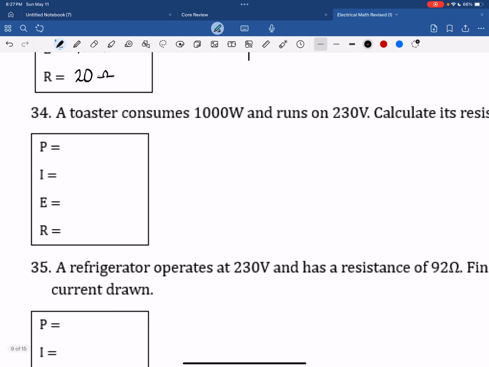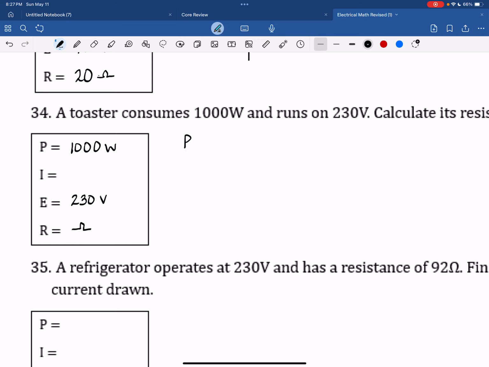A toaster consumes 1,000 watts and runs on 230 volts. Calculate its resistance. So to do this one, we're going to have to use two of our formulas. We could combine the two, but I'm not going to go that far in case you're not really comfortable with algebra. So let's just use the ones that we know.